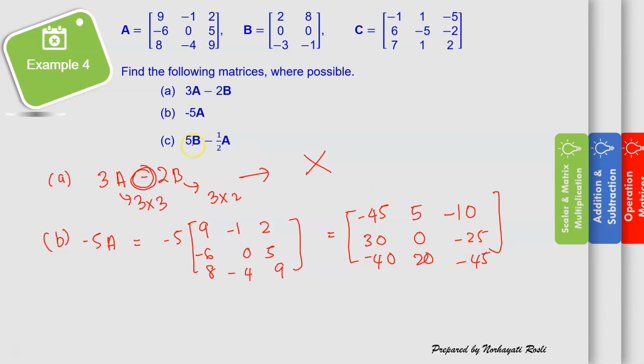Then we want to solve for C. C, if you see here, 5B minus half A. In this case, B is 3 times 2 dimension, but A is 3 times 3 dimension. So in this case, it is impossible for us to subtract these two matrices because for subtraction of matrices we need to be based on the same dimension of the matrices.